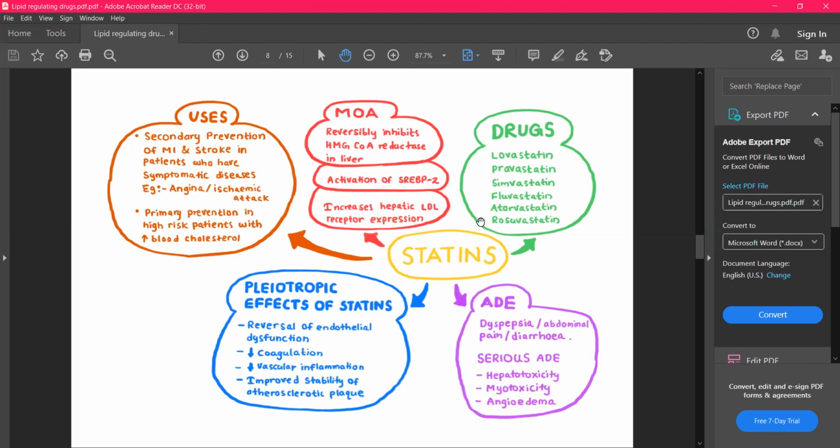So why is it first line? What is so special about statins? They have some pleiotropic effects. What are pleiotropic effects? These are additional effects. Okay, you don't predict this. So these are actions other than those which the drug was developed for. So they can stabilize atherosclerotic plaques, improve endothelial function, inhibit platelet thrombus formation, and they have vascular anti-inflammatory effects. You can read it here. Okay, right.